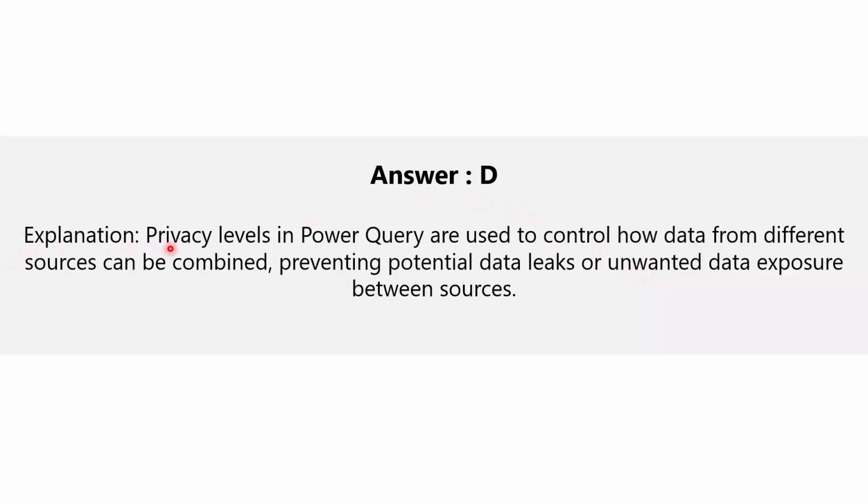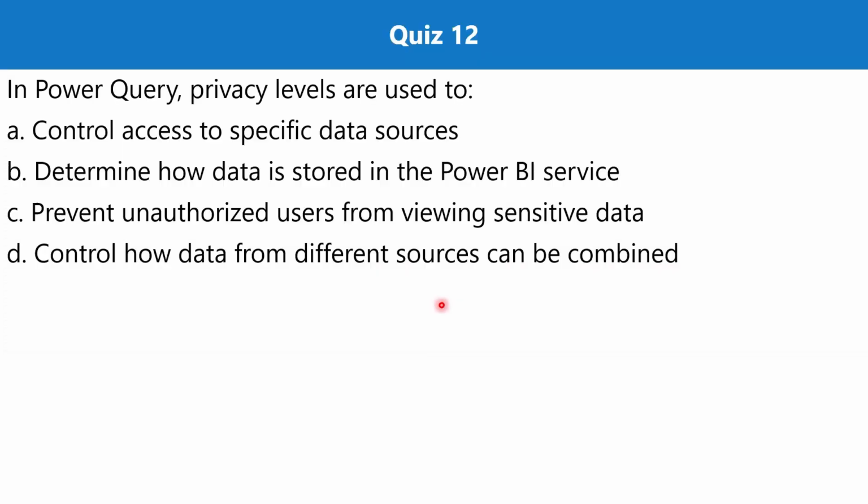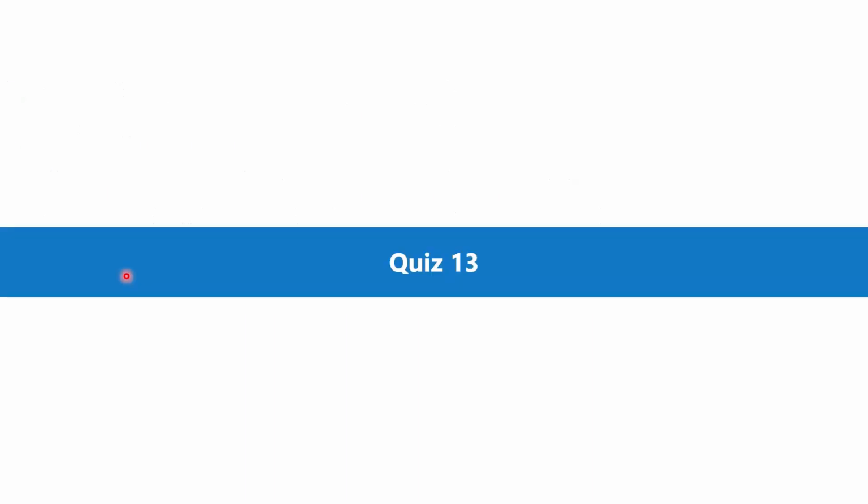And the explanation says that the privacy levels in Power Query are used to control how data from different sources can be combined, preventing potential data leaks or unwanted data exposure between sources. So we have a complete video on privacy levels, and we have seen that this is important when the different data sources need to be combined, and we set the privacy levels to actually control this particular process. So option D is the right answer.